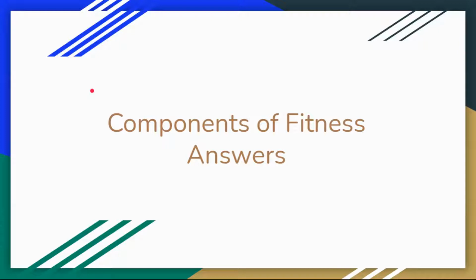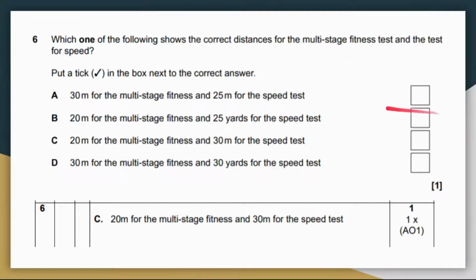We've got the answers then to the questions on the components of fitness. The first question is, which one of the following shows the correct distances for the multi-stage fitness test and the test for speed? So we're looking at the distances for this, and the correct answer is going to be C, because the distance is 20 meters for the multi-stage fitness test. So it's basically doing a shuttle back and forwards over 20 meters. And the speed test is a 30-meter speed test.